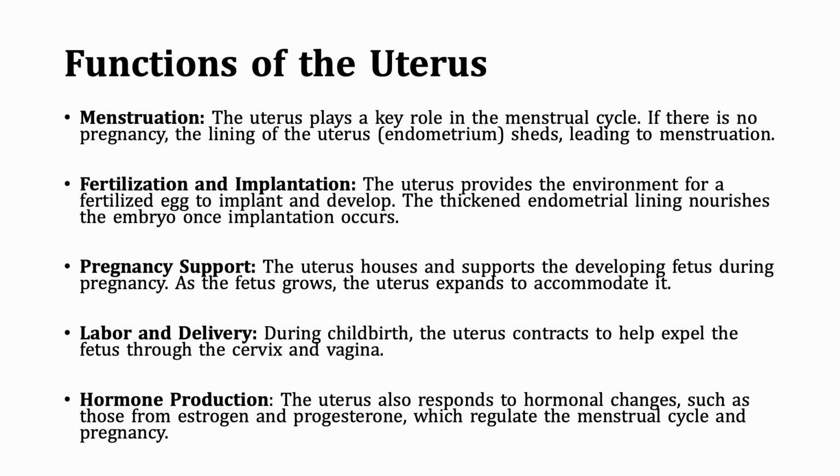Before we get into the anatomical structure of the uterus, I wanted to talk about some functions. First and foremost, the uterus plays a big role in menstruation. When there's no pregnancy, the inner lining of the uterus, or the endometrium, starts to shed, and that's what leads to menstruation. The uterus also plays a role in fertilization and implantation. It provides an environment for the fertilized egg to implant and develop, and pregnancy support as well.